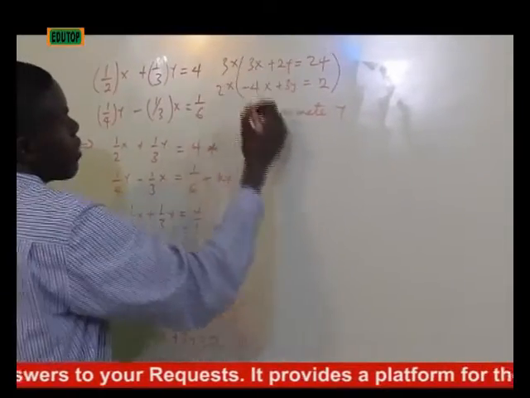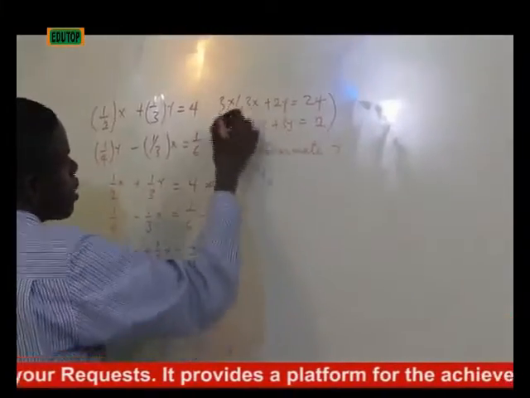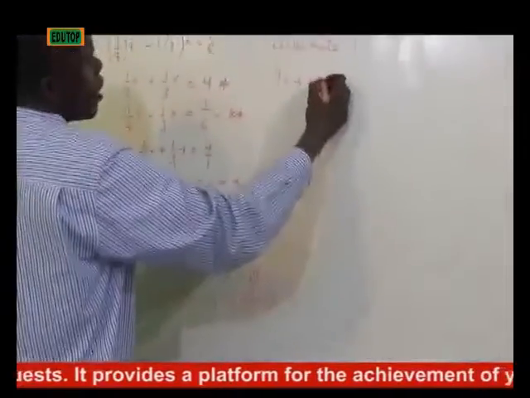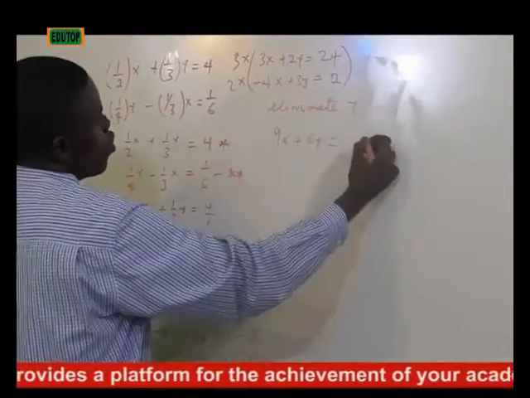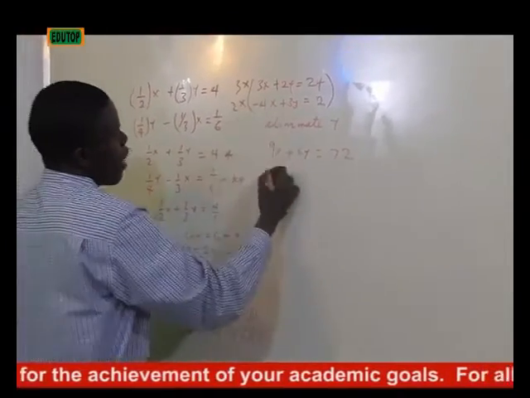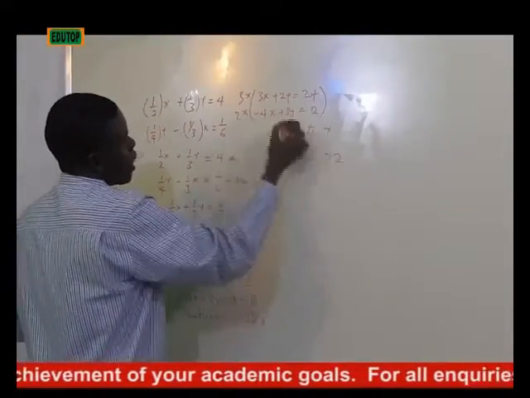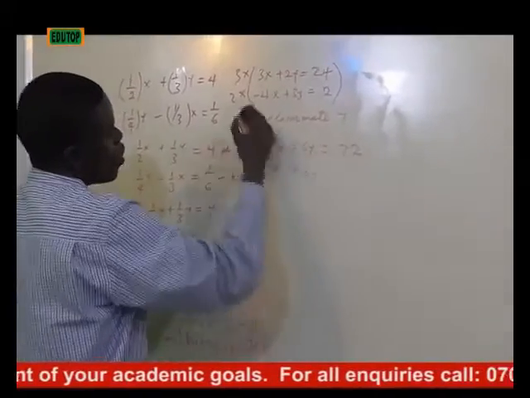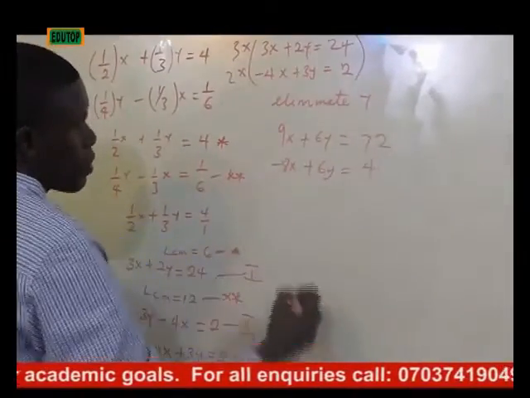3 times 3x, I have 9x. 3 times this, I have plus 6y. 3 times this, I have 72. Then 2 times this, I have minus 8x. 2 times this, I have plus 6y. 2 times this, I have 4.